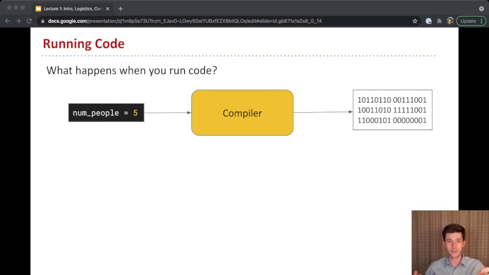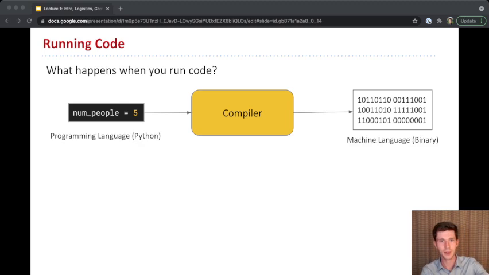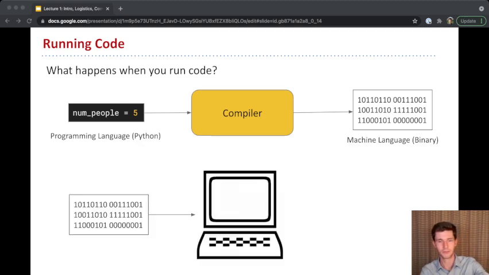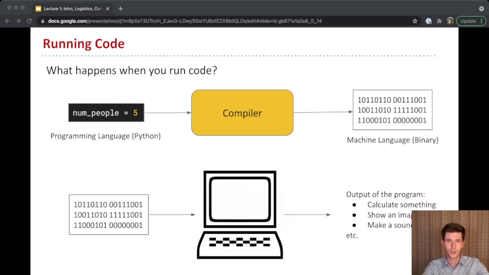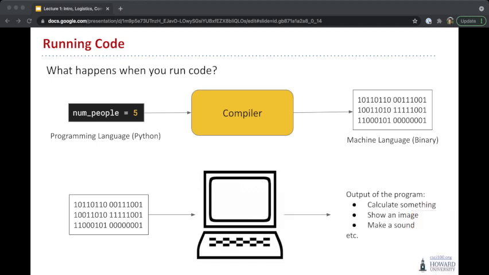And then this byte code, which is binary, is given to the computer that you're running the code on. And then that computer can actually execute that code, run that code, and calculate something. So do something, provide some output, could be show an image, could make a sound, whatever you tell it to do.